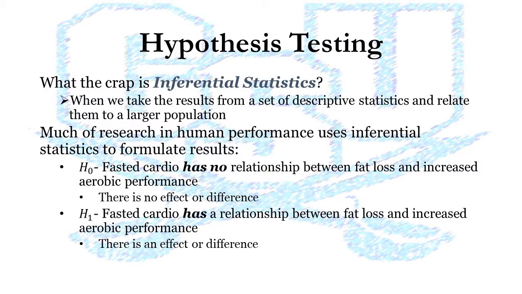The H0 in my example here, fasted cardio, has no relationship, and you see how it's bolded, no relationship between fat loss and increased aerobic performance. Basically what we're saying is that there is no effect on the cause. The alternate hypothesis, the H1, suggests that fasted cardio has a relationship between fat loss and increased aerobic performance. So we're assuming that there is a relationship between both of those dependent variables and you being fasted.